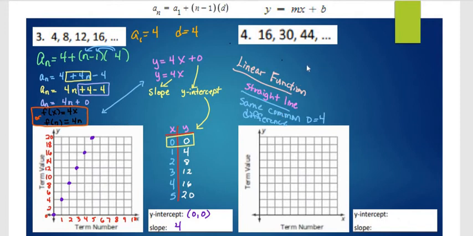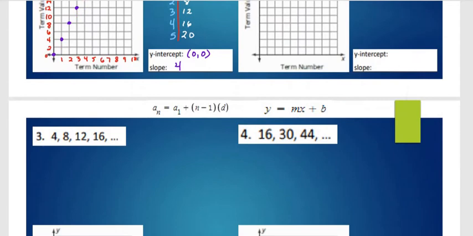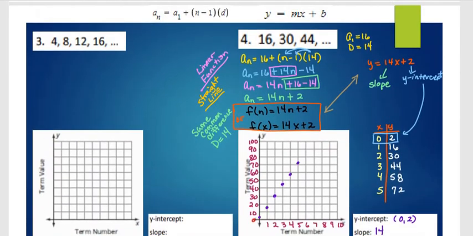Now, I want you to go ahead and work number 4. Put me on pause when you do this. Now, let's look at number 4. Check your answer against mine.